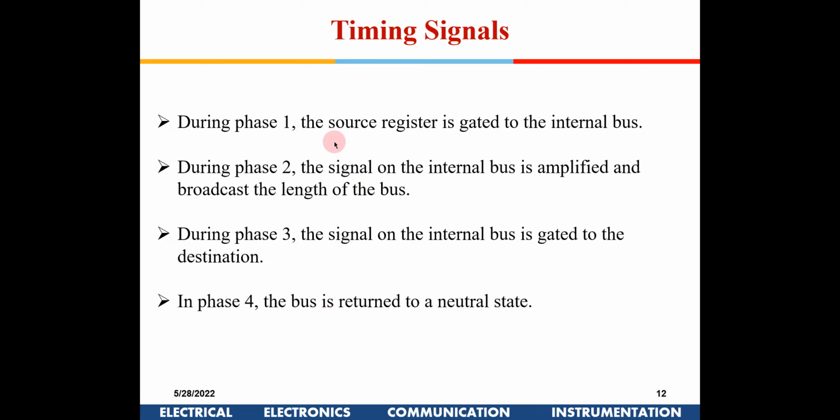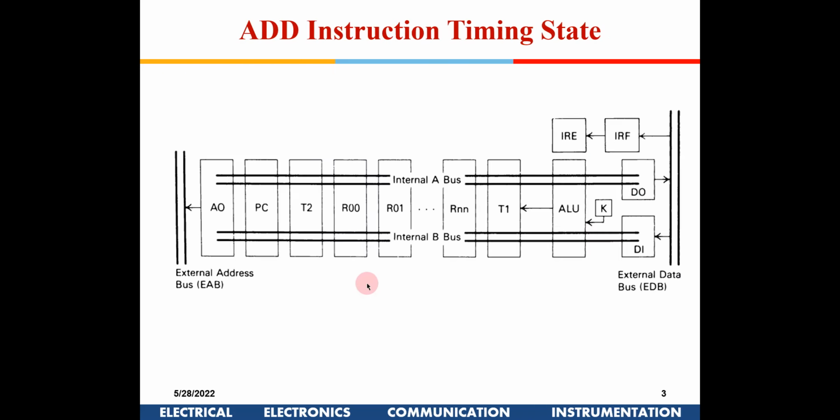If I go back to the block diagram here, suppose I have to transfer some data from PC to ALU. In phase 1, PC will be connected to the internal bus. In phase 2, the data will be stabilized in the internal bus, and in phase 3, the ALU will be connected to the data bus. We have seen in the hardware implementation that there will be some switches which connect PC to the data bus, then the data bus to ALU. They are all different switches, so they will be controlled by different phase signals.